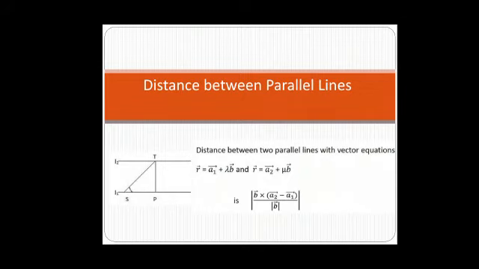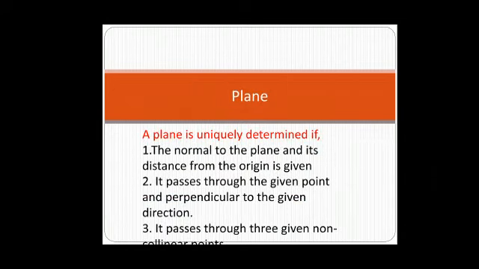Now the distance between two parallel lines with vector equations r equals a1 plus lambda b and r equals a2 plus mu b is given by mod of vector b cross a2 minus a1 upon mod of vector b. Now let us discuss the things about plane.